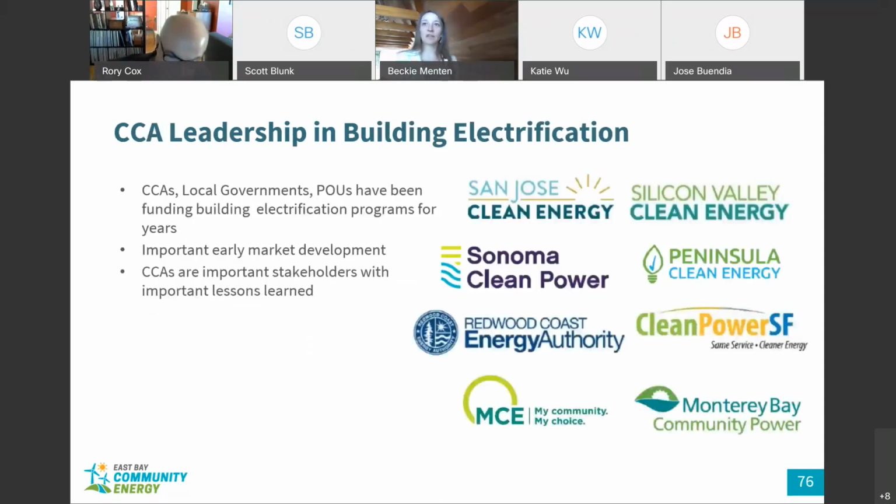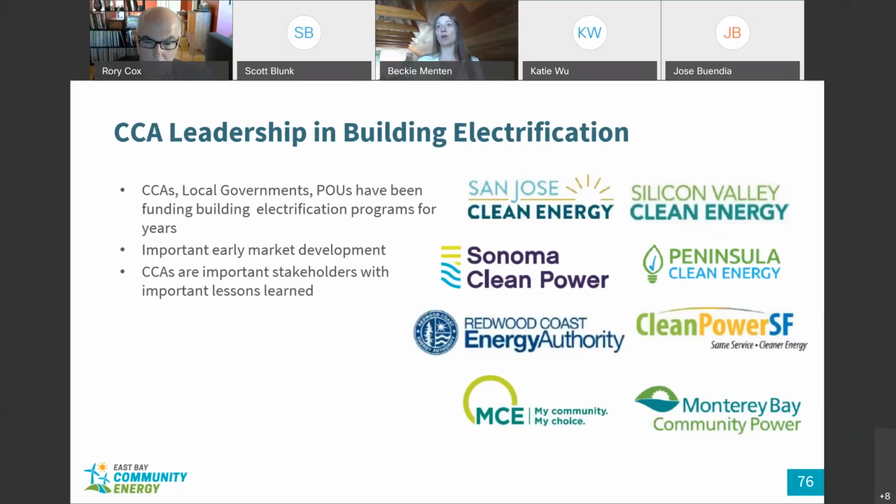A note about CCA leadership in building electrification. Not alone for CCAs, I also have to acknowledge the efforts of local governments and publicly owned utilities who have really stepped up for years to make sure that building electrification is a focus. There's been a lot of important early market development from this. When those tech and build funds come down the road, early efforts from CCAs will have offered learning opportunities in terms of the cost of measures.